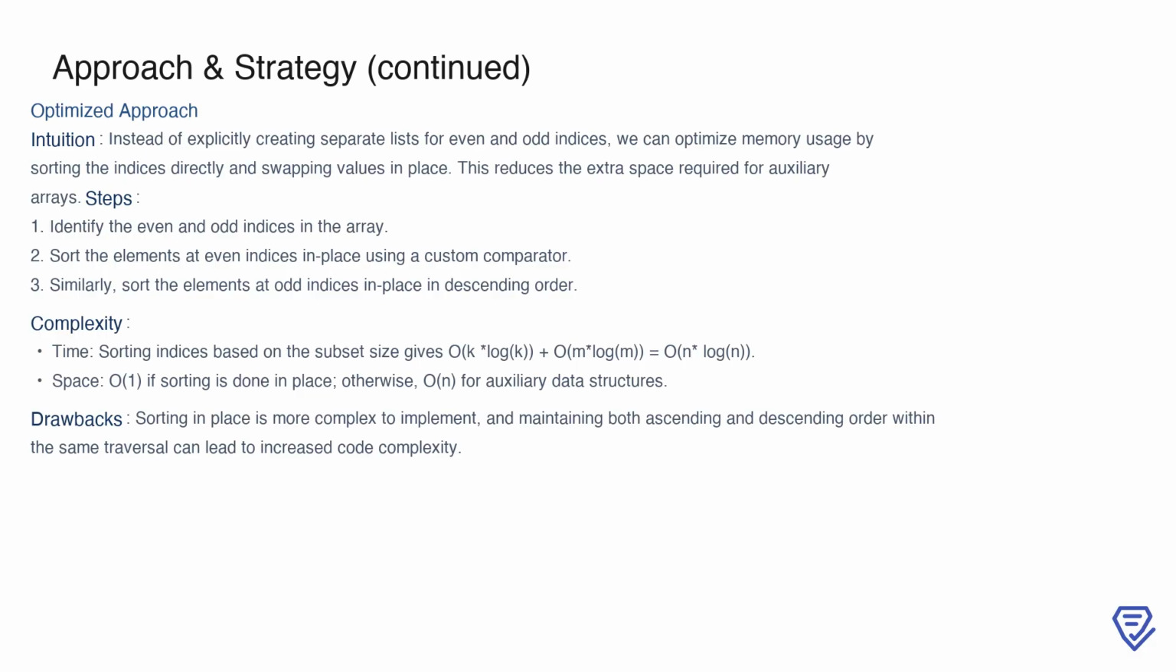The time complexity remains O(n log n) due to the sorting operations, but the space complexity can be reduced to O(1) if sorting is done in place. However, this optimization comes with its own challenges, as implementing in-place sorting with different orderings can make the code more complex and harder to maintain.